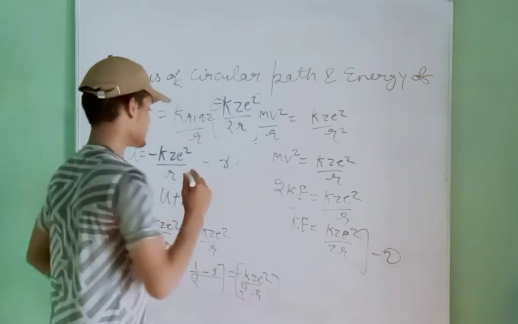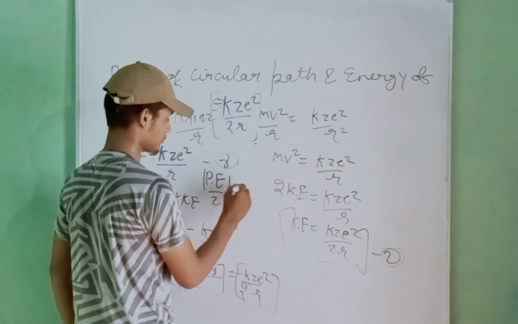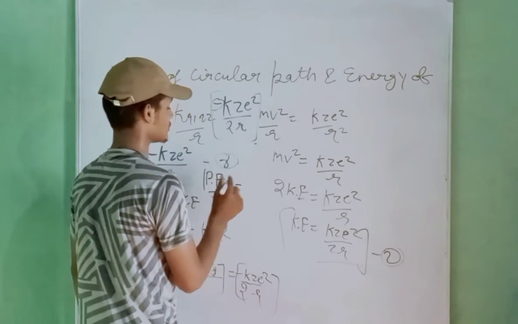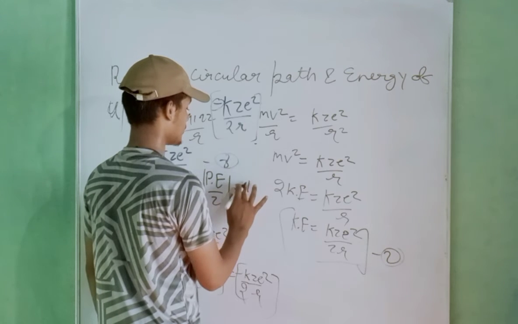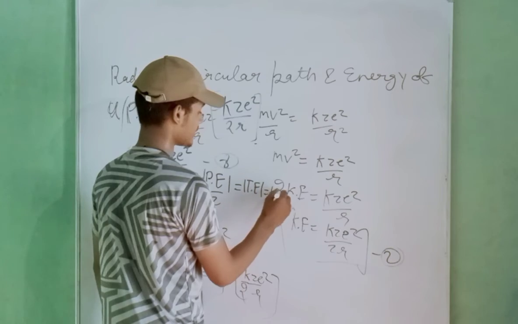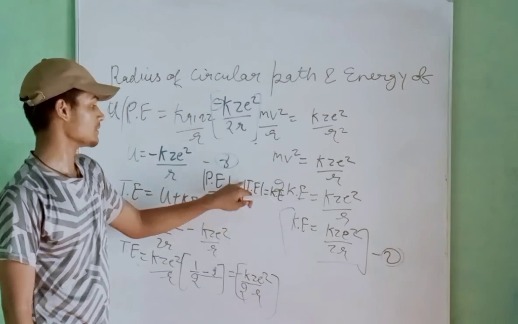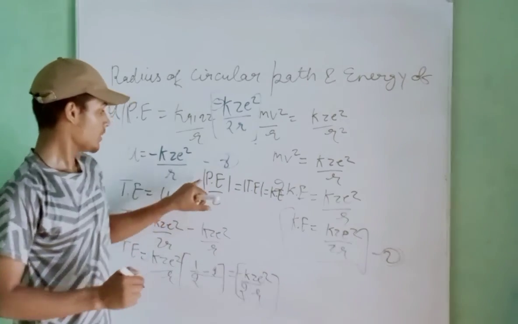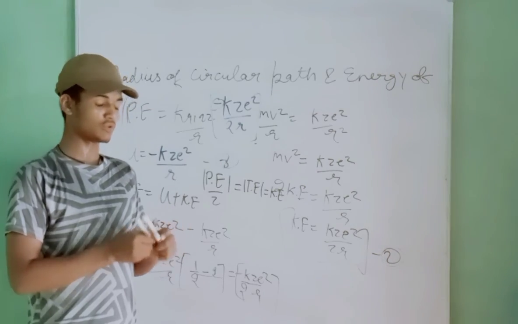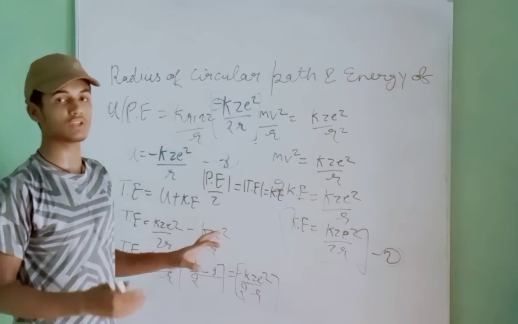And the second is that potential energy upon 2 is equal to, here we take the magnitude, because kinetic energy is positive and potential energy is negative. The total energy is also negative, so it is equal to minus kinetic energy, and kinetic energy is never negative, so we don't need to take the modulus. So half of the potential energy is equal to the total energy of the electron in the system according to the Rutherford atomic model.